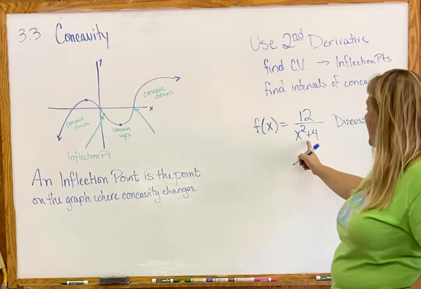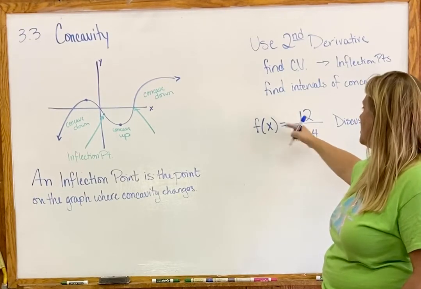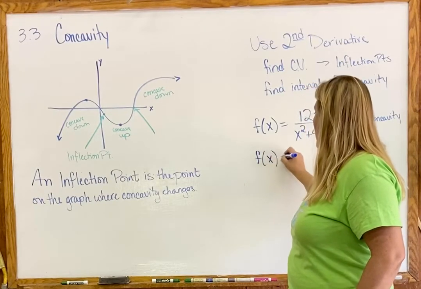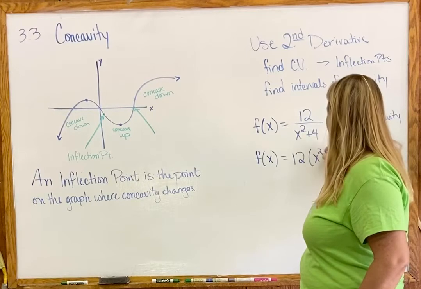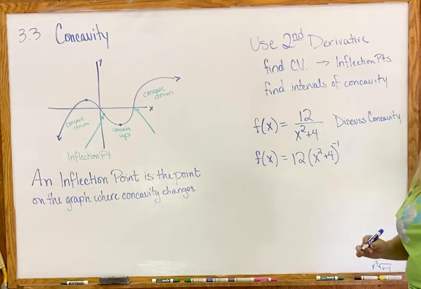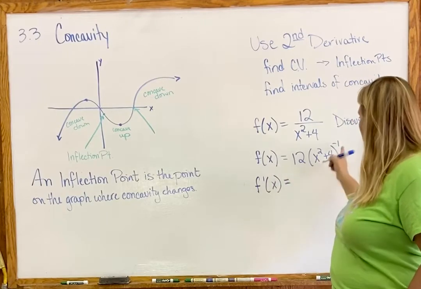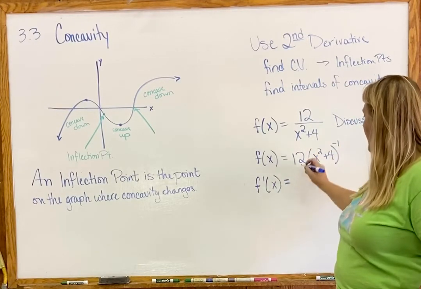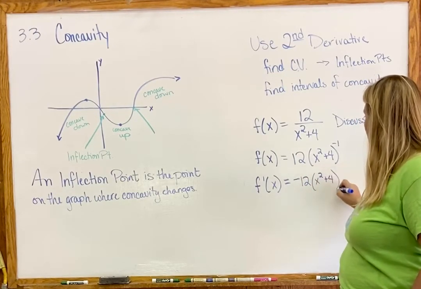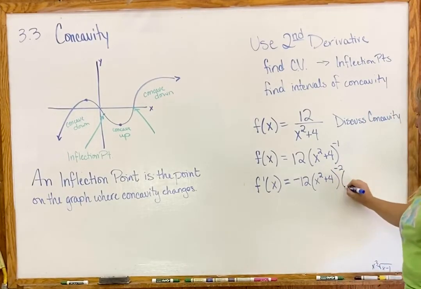Okay, so if we need to find the derivative of this, we could use the quotient rule, but as the top is just a constant, I'm just going to flip this up to the top. So I'm going to rewrite it as 12 times x squared plus 4 to the negative 1. Okay, so let's go for the first derivative. The 12 just comes along for the ride, but we're going to bring down that negative 1, so we'll have negative 12 times x squared plus 4 to the negative 2. And then don't forget the derivative of the inside, which is 2x.